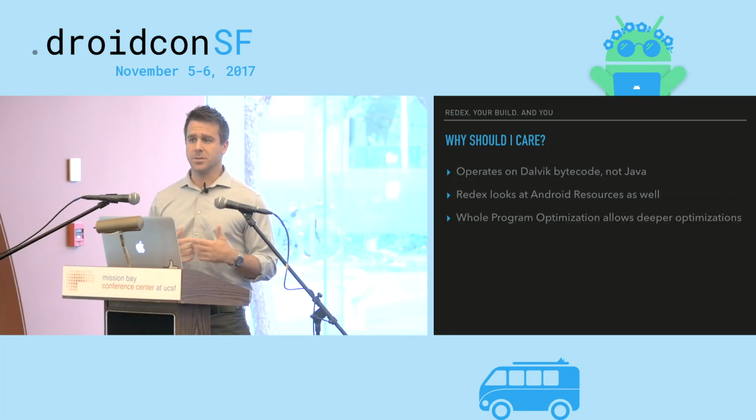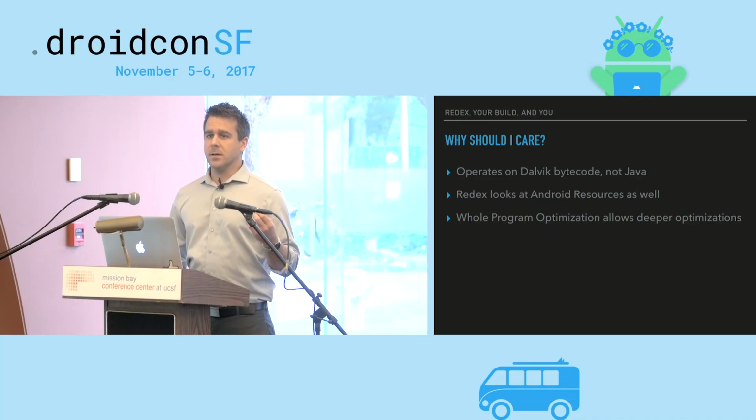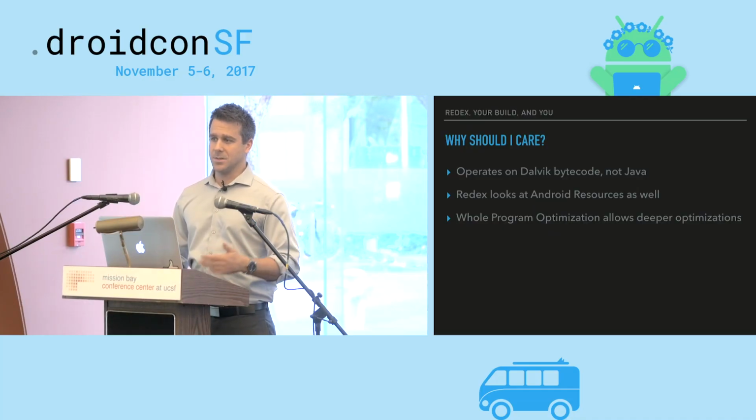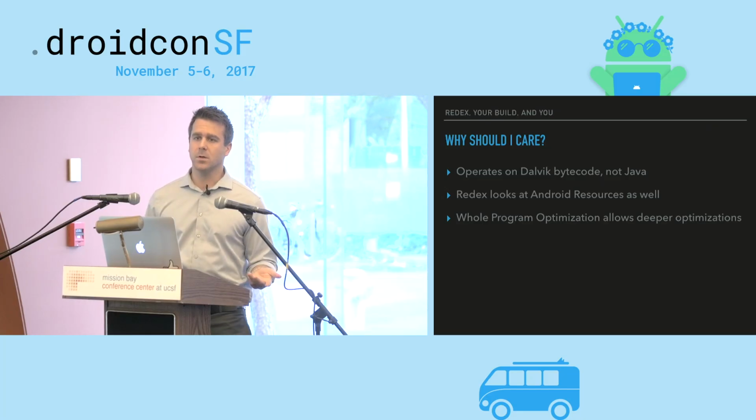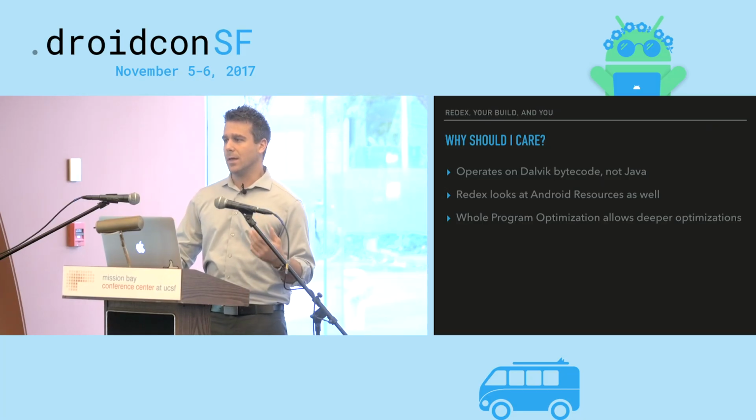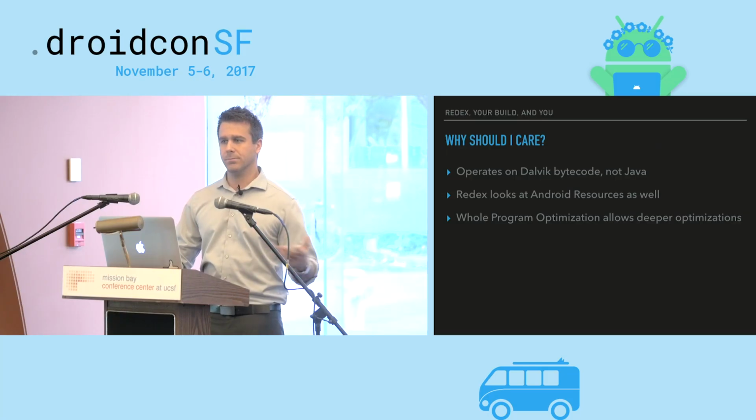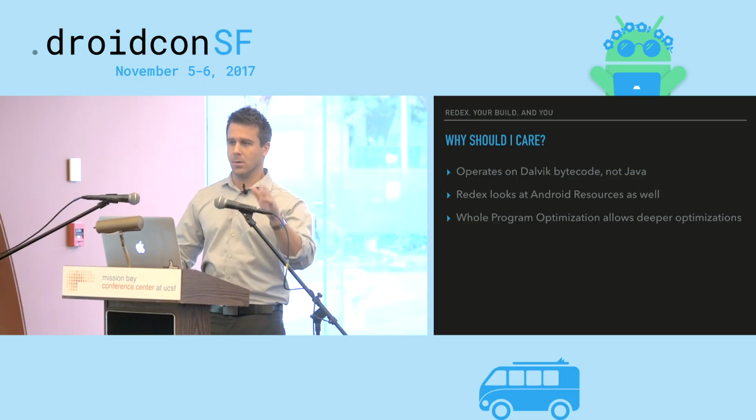So why should you care about Redex? Why should you actually use it? Like I mentioned, it's specific to Android, so it operates on something called Dalvik bytecode, not Java bytecode. There's a difference. Redex also looks at the Android resources, which is a major component in the applications: your layouts, your dimensions, your graphics files. Redex will take into account how you're using those and what it can do with them as well. And because it's so specific to Android, we're able to do a lot of Android-specific whole program optimizations, is what we call them. It looks at the global, holistic picture of the application and makes that better, rather than simply operating on a method here, a class there, this little section of bytecode.